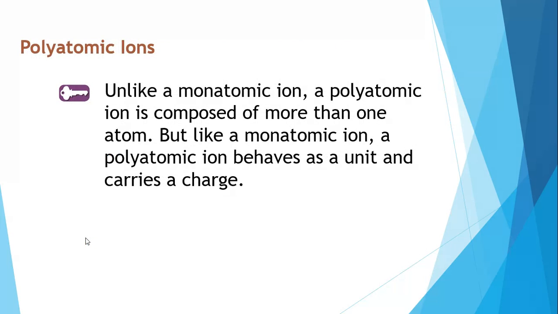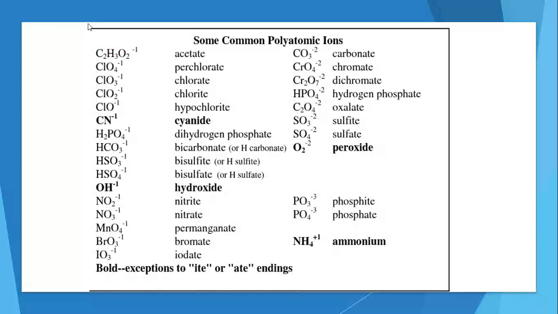And then we're going to hit on polyatomic ions now that we've hit on monoatomic. Poly means more than one. Atomic means atom, so things that have more than one atom. Unlike monoatomic ions, a polyatomic ion is composed of more than one atom, but like monoatomic ions, they behave as a unit and they can carry a charge. They can carry a plus charge or a negative charge.